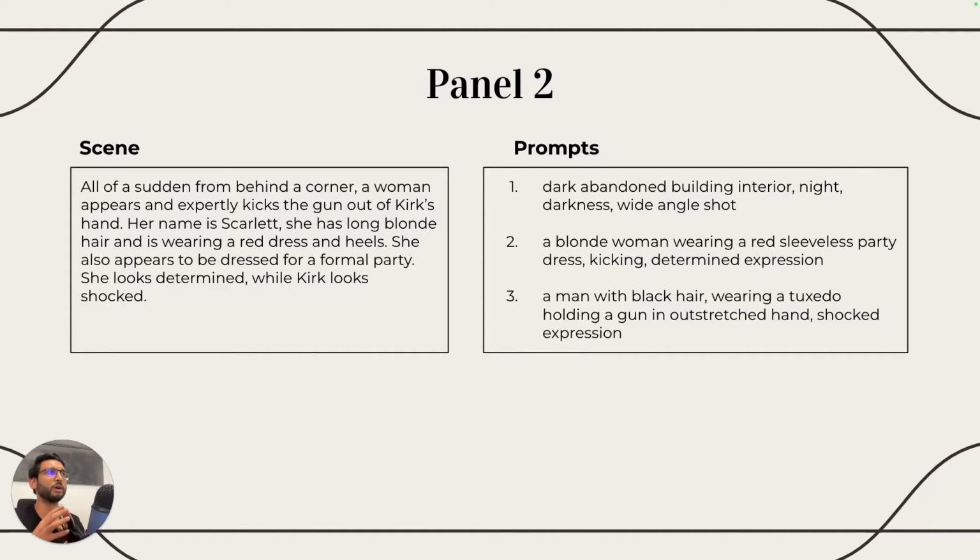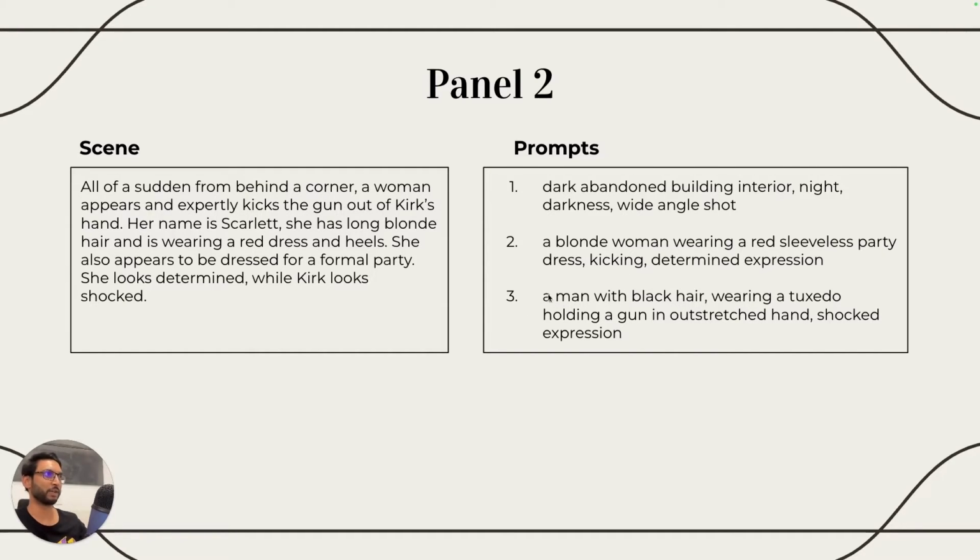I'm going to show you how that works, and I'm going to show you what happens if you try to generate such a complex scene with a single text prompt, right? It's going to start messing up or mixing up all of the concepts. So we're going to generate 3 images for each of these, and then I'm going to put them all together. So I'm going to create my location or my background, which is a dark abandoned building interior at night, darkness, wide angle shot. I want a blonde woman wearing a red sleeveless party dress, kicking with a determined expression.